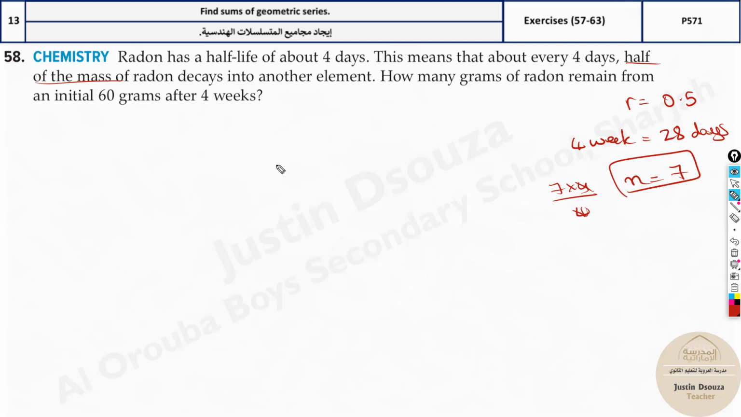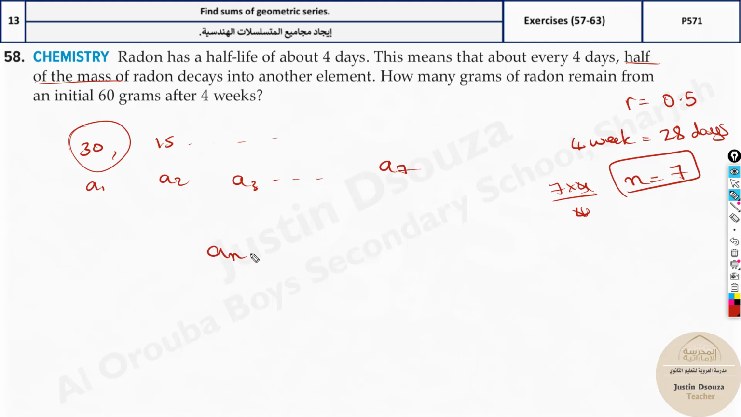So now we need to know the first term. This is initially what happens after the first decay, n is equal to 1. What happens? It'll be 30 grams. Then the next one will be 15 grams and goes on, right? So remember, 60 is the initial gram, but when the decay happens the first time, this is the value. So this will be A1 after the first decay, A2 after the second decay, A3 and so on. We have to find till A7.